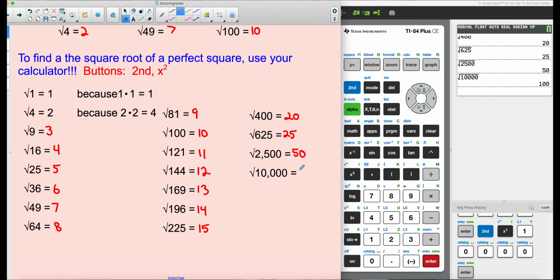And there you go. So guys, that is the list of the most common perfect squares. And if you don't know them, that's how you use your calculator in order to find perfect squares. All right. Now what we're going to do is let's look at some perfect squares that have variables and exponents.